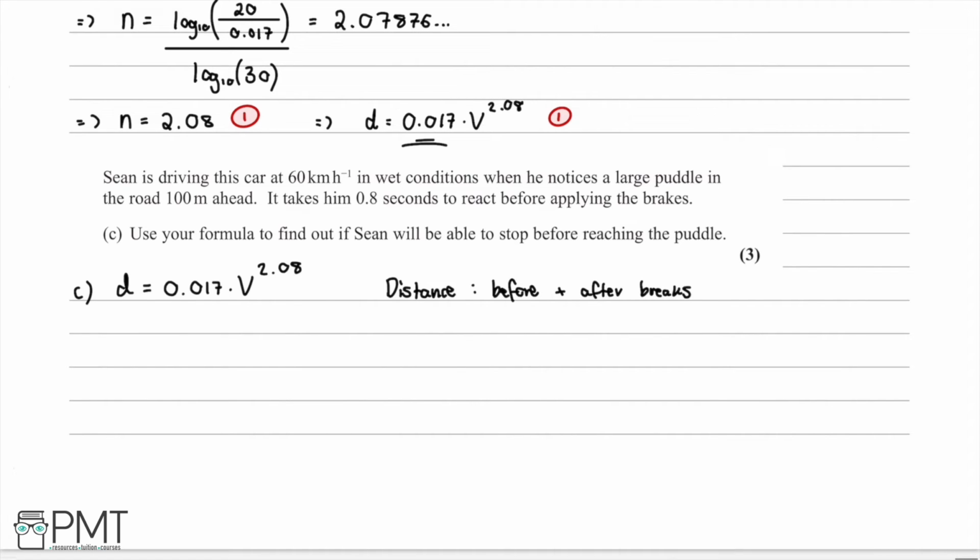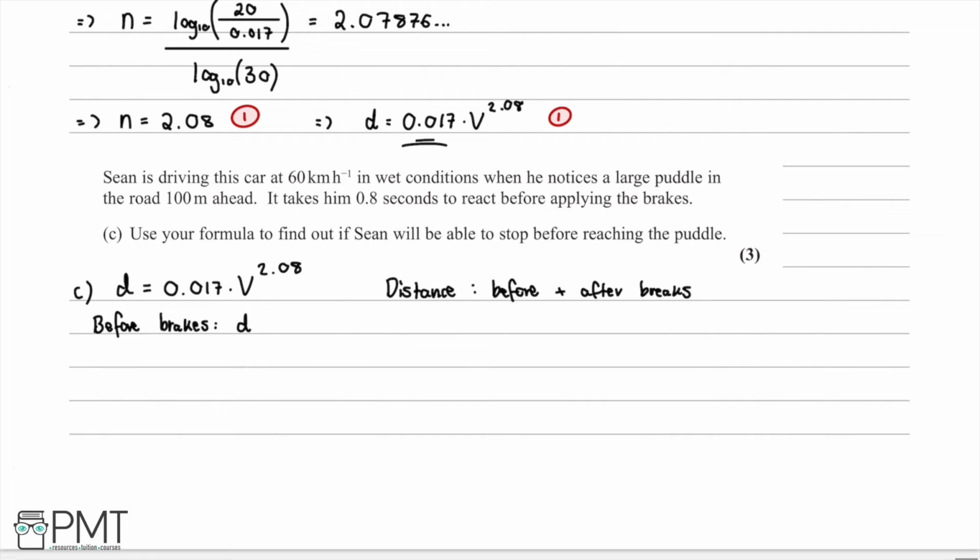So we know that once he notices a puddle, it takes him 0.8 seconds to react. So this means that in those 0.8 seconds, the car will still travel a certain distance, which has to be taken into account. This is the before brakes time. And then the after brakes time is where we use the model to calculate this distance. So firstly, we can calculate the before. So just noting this here, before brakes.